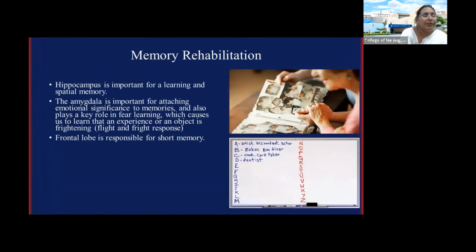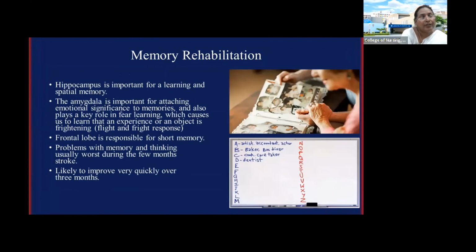Memory rehabilitation. There are many structures, but 3 very important structures in the brain are hippocampus, amygdala, and frontal lobe. Hippocampus is for learning and spatial memory, learning new things. Amygdala is for emotional significance to memories, and frontal lobe is for short-term memory. So if you try and stimulate the brain, it will help them.